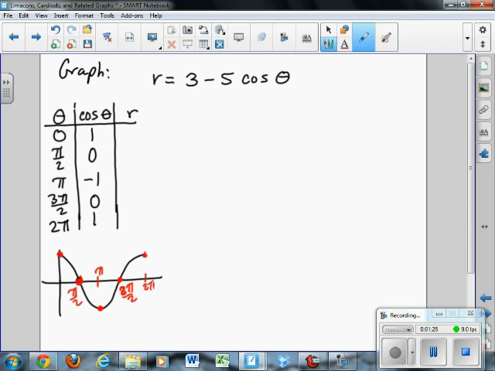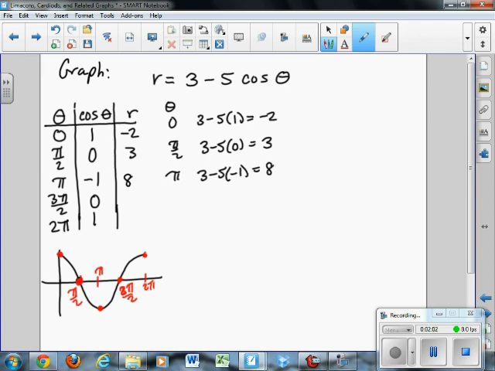Now all I have to do is plug in values for this equation. So when theta is 0, then it would be 3 minus 5 times 1, which would be negative 2. When theta is pi over 2, 3 minus 5 times 0 gives me 3. When theta is pi, 3 minus 5 times negative 1 gives me 8. At 3 pi over 2, 3 minus 5 times 0 is 3. And the last one would be the same as the first one, back to negative 2.